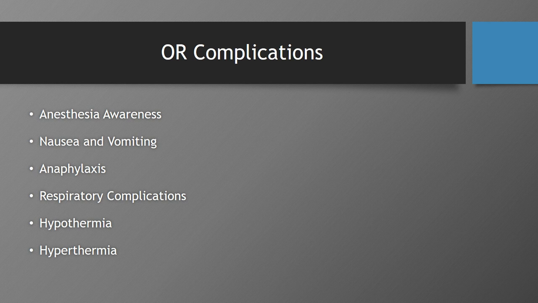Other complications are nausea and vomiting. They can have anaphylaxis. Again, people don't know what they're allergic to until they've received it. Respiratory complications could either be that they stopped breathing based on the anesthesia, or maybe they were having some pulmonary issues.